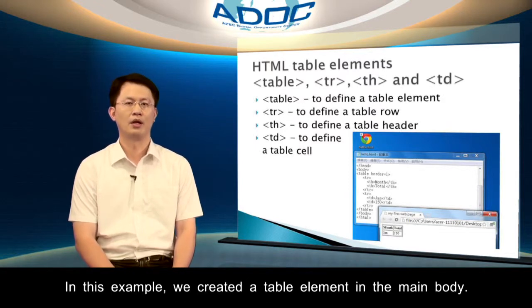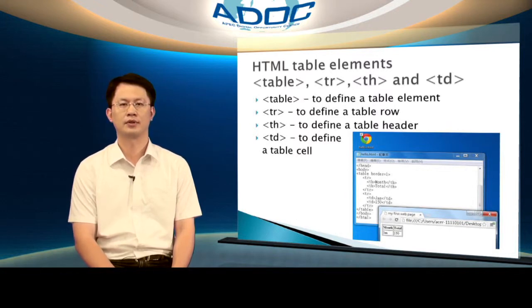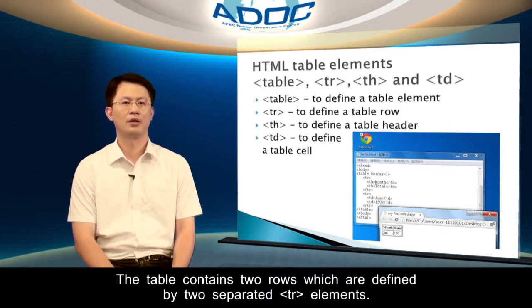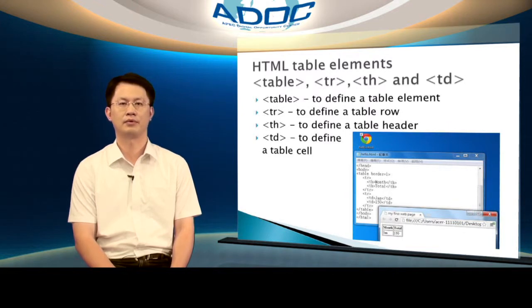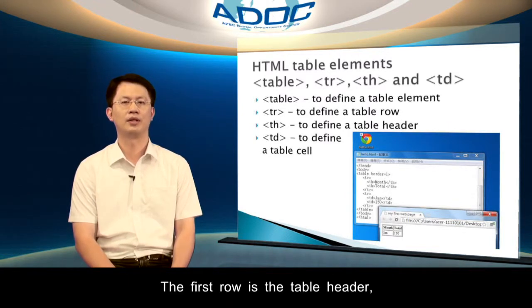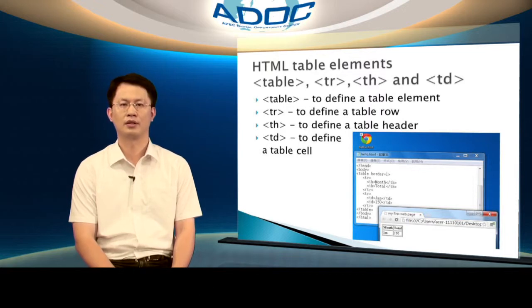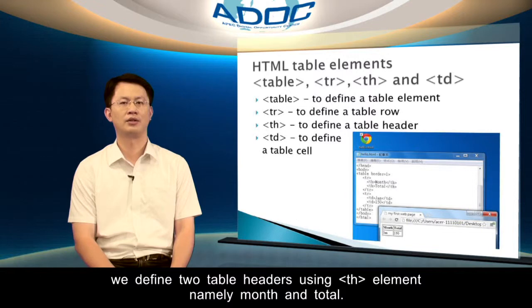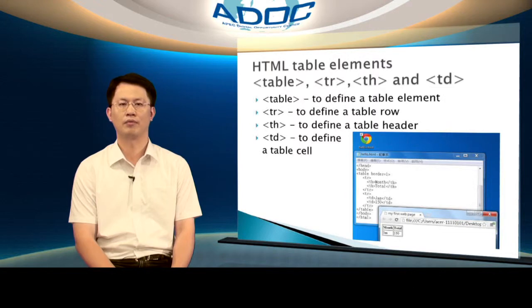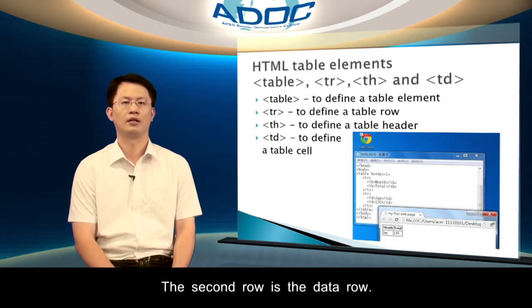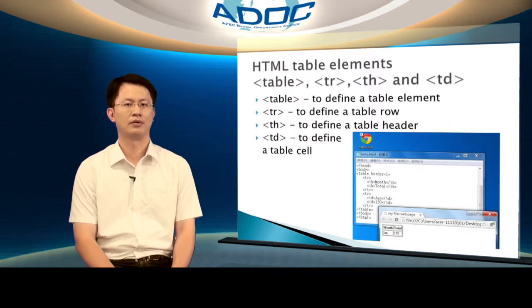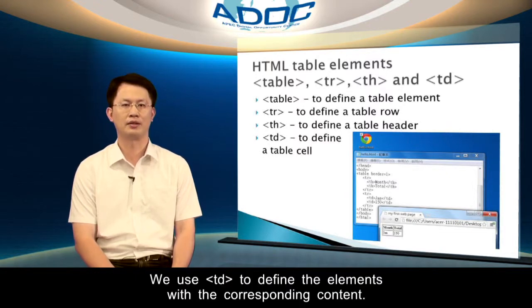In these examples, we created a table element in the main body. The table contains two rows, which are defined by two separate tr elements. The first row is the table header. We define two table headers using th elements, namely month and total. The second row is the data row. We use td to define the elements with the corresponding content.